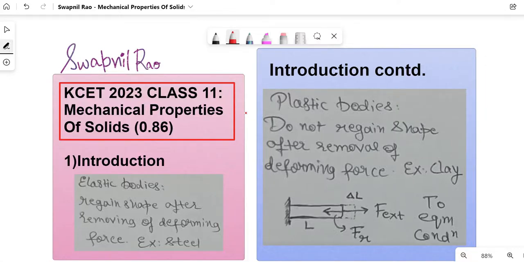Today's topic will be mechanical properties of solids, and as you can see in the bracket it's written 0.86, which means approximately one question has come every year, and there have been years where there have been no questions from this chapter at all. But yeah, this chapter is pretty small and it makes sense why they prefer to give less weightage to it. In general, class 11 chapters have less weightage and all that.